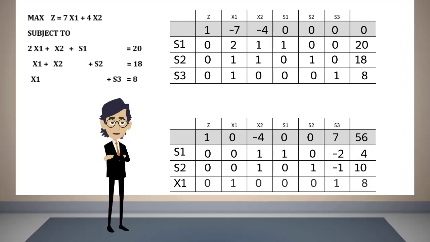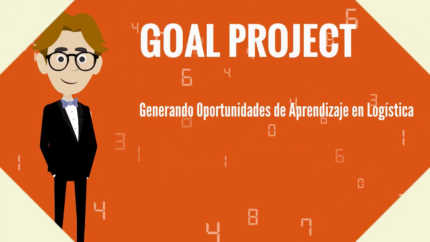Again, we must observe the objective function row. We must find out if negative numbers still exist. If so, we select the smallest of them. This means that the variable x2 will enter the basis, and now we must determine which of the variables will leave the basis. Recall that the new entering basic variable will enter in the row corresponding to the constraint.